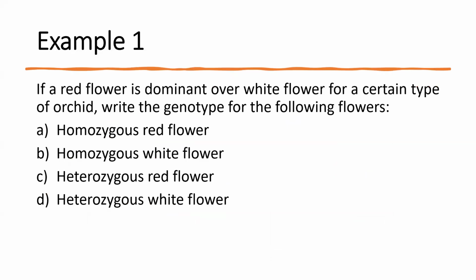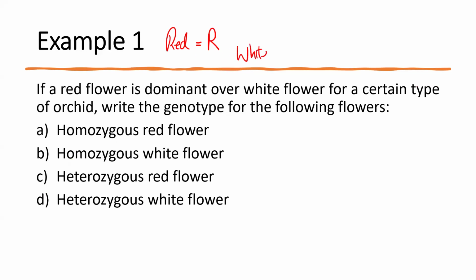Okay, let's go through this. If red flower is dominant over white flower, write the genotype for each flower. So what you have to do on the test is come up with your own letters. And we typically use the letter for the dominant trait. So in this question, which one is dominant? Red. So we will say red is big R.